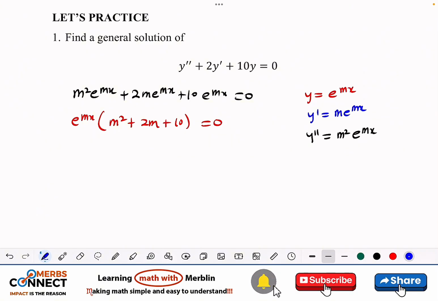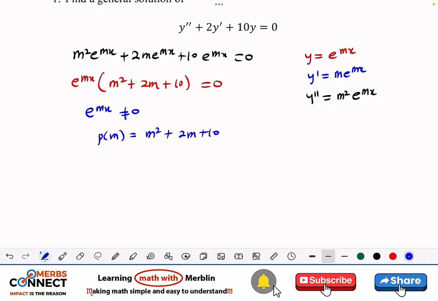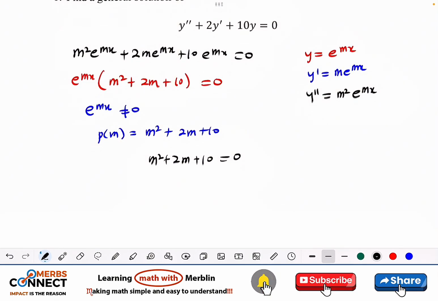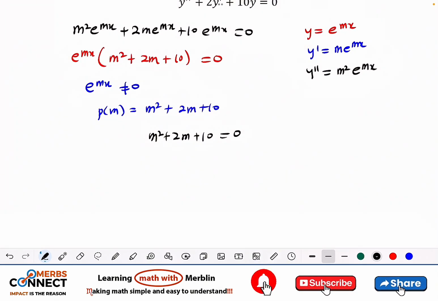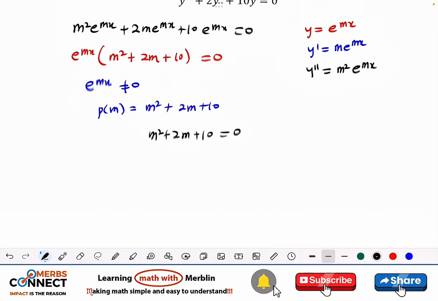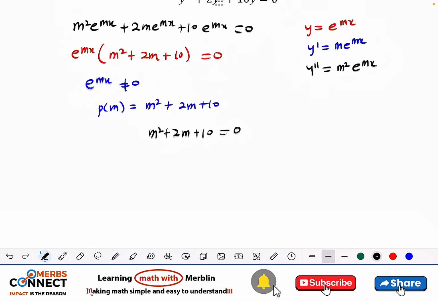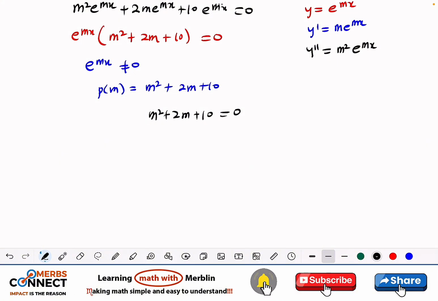And now, e to the power mx is not equal to 0. Then my p of m is m squared plus 2m plus 10. Here, I know that I'm working through complex numbers, so definitely my root is going to be a complex one, and the only way that I can see is to use the quadratic formula. That's why I'm saying that it's good for you to always use the quadratic formula. Now let's look at what we can get from here.